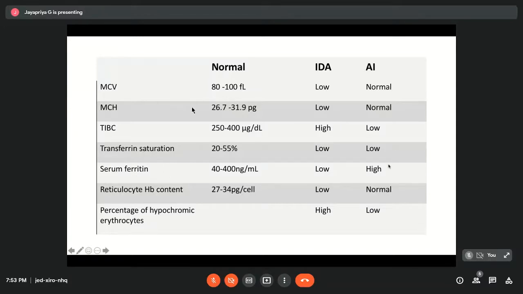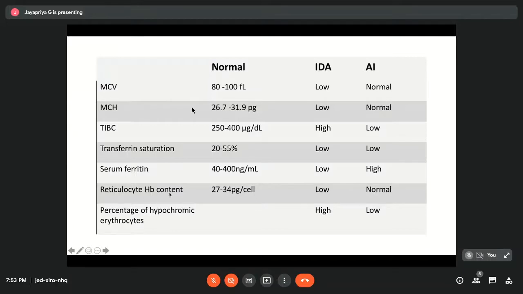Secondly, serum ferritin. You know that because it's an acute phase reactant and also because of the higher iron stores, in anemia of inflammation the serum ferritin will be high, while in iron deficiency anemia there is an absolute iron deficiency. In anemia of inflammation, it is a functional iron deficiency. So serum ferritin will be high, while in iron deficiency anemia, because of an absolute iron deficiency, there will be a low serum ferritin.